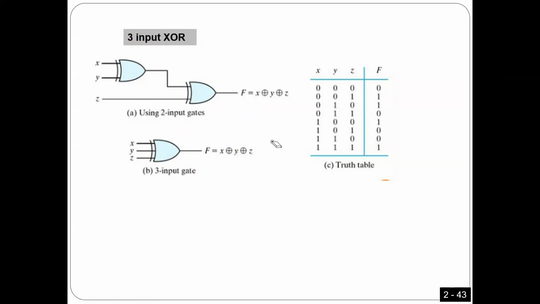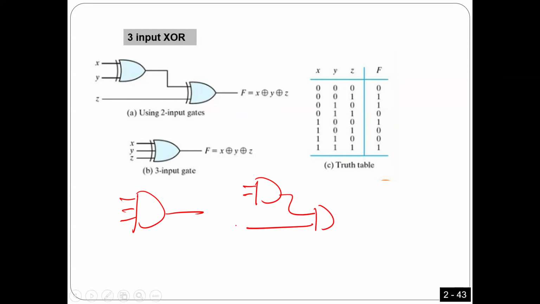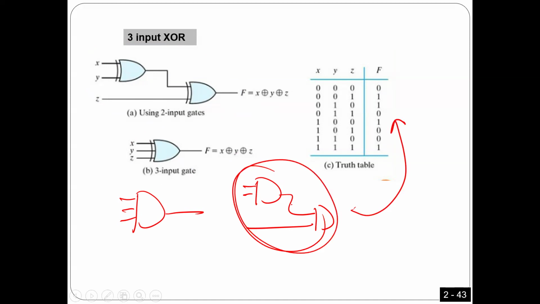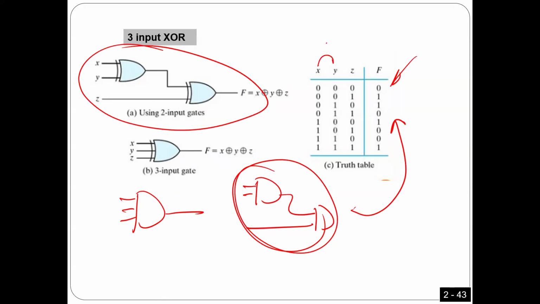By the way, it's the same thing for AND. If you have a three-input AND, you can do it in two steps, but when you calculate the truth table, you don't need two steps. You can do it easily, but in this case there is no easy way. You have to do these two first, and then exclusive OR here, and then another exclusive OR. This is a very good question. Usually AND, OR, NAND, NOR can be used with two inputs or more, but for XOR and XNOR, it's usually for two inputs. Any questions?